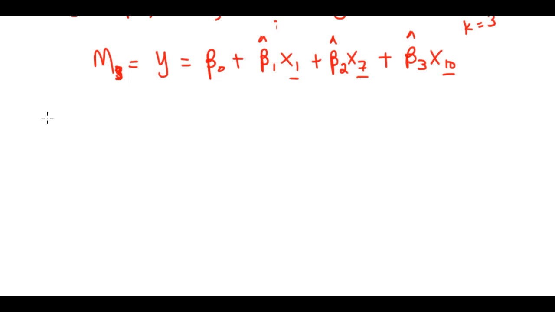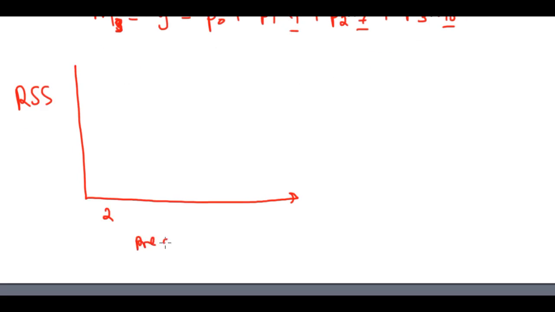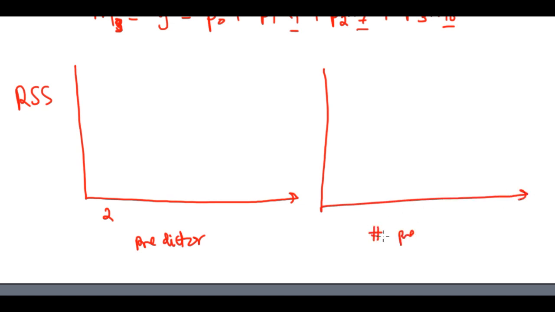On step number 2, as we calculate the RSS, we can plot the RSS against the number of predictors, or we can plot the R squared. So on the x-axis is the number of predictors, and this is going to be my R squared. In our case, let's just say 2, 4, 6, 8, 10 predictors.